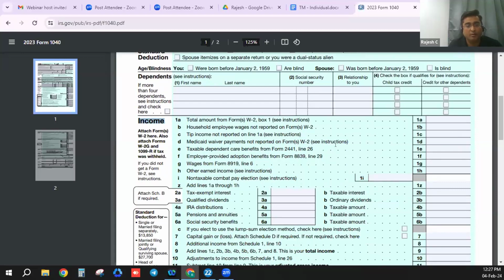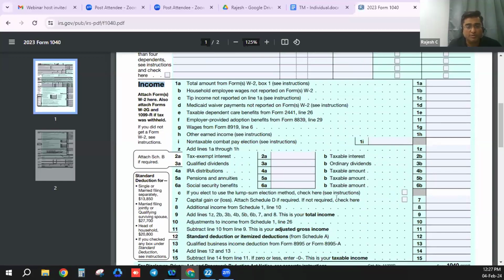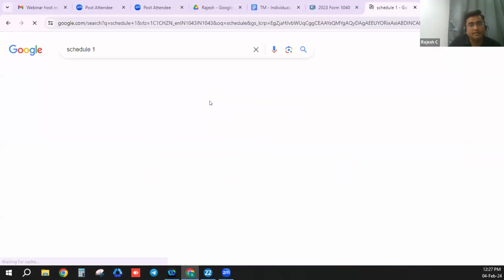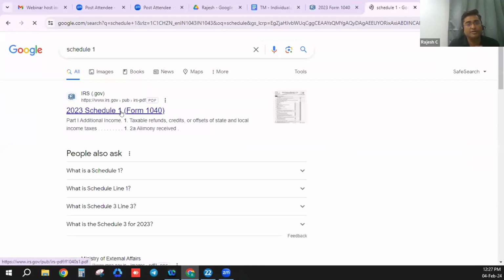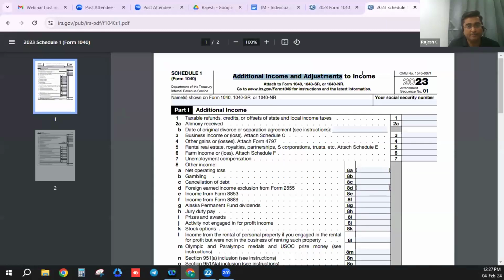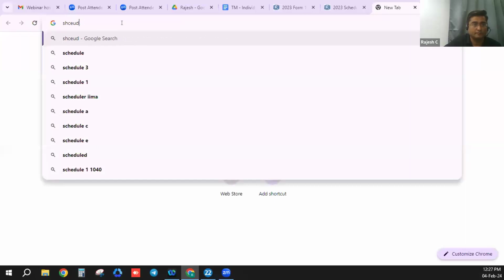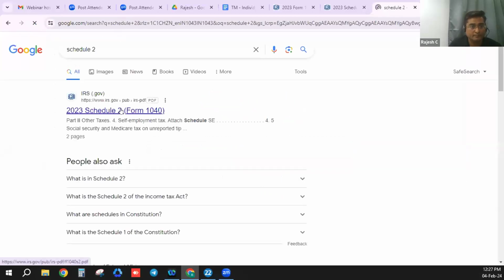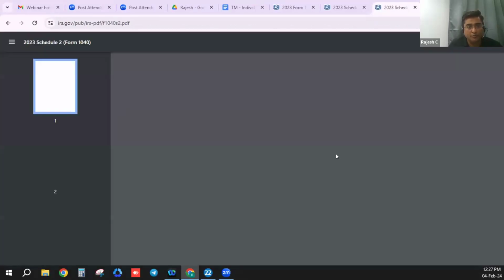Whatever incomes we earn, we have to report them here. But it is not possible to populate every income into the same single page. So different schedules are generated apart from these 2 forms. Schedule 1 is for additional income and adjustments to income. And schedule 2 is for the taxes.